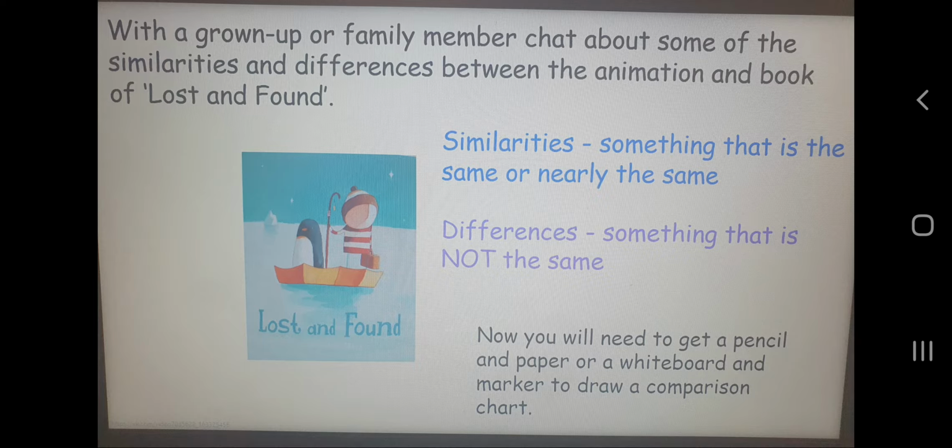Now, similarities means things that are the same or nearly the same. Differences means things that are really not the same. Okay, pause the video while you have a chat with your family member. Now that you've had your chat, you will need to go and get a pencil and paper or a whiteboard and marker so that you can draw a comparison chart.